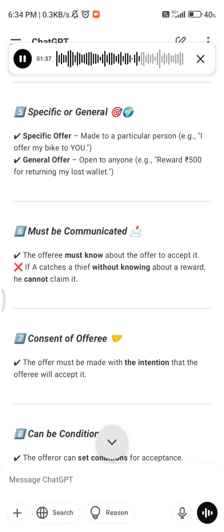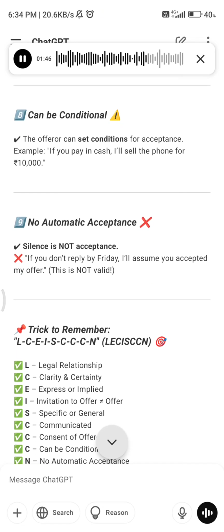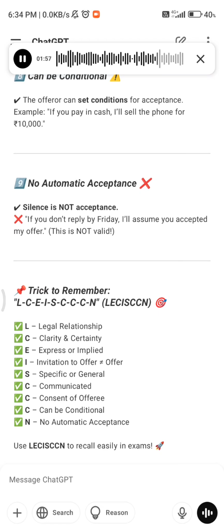7. Consent of offeree. The offer must be made with the intention that the offeree will accept it. 8. Can be conditional. The offeror can set conditions for acceptance. Example, if you pay in cash, I'll sell the phone for $10,000. 9. No automatic acceptance. Silence is not acceptance. If you don't reply by Friday, I'll assume you accepted my offer. This is not valid.